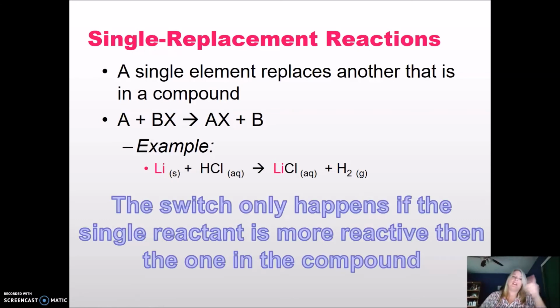If you go to a dance by yourself, you don't always get the partner. The switch only happens if the single is more reactive than the one that's in the compound. So lithium has to be more reactive than the hydrogen in order for this reaction to happen. We're going to talk more about that in class, but let's take a look at another really exciting single replacement reaction. Come on, let's go to lab.